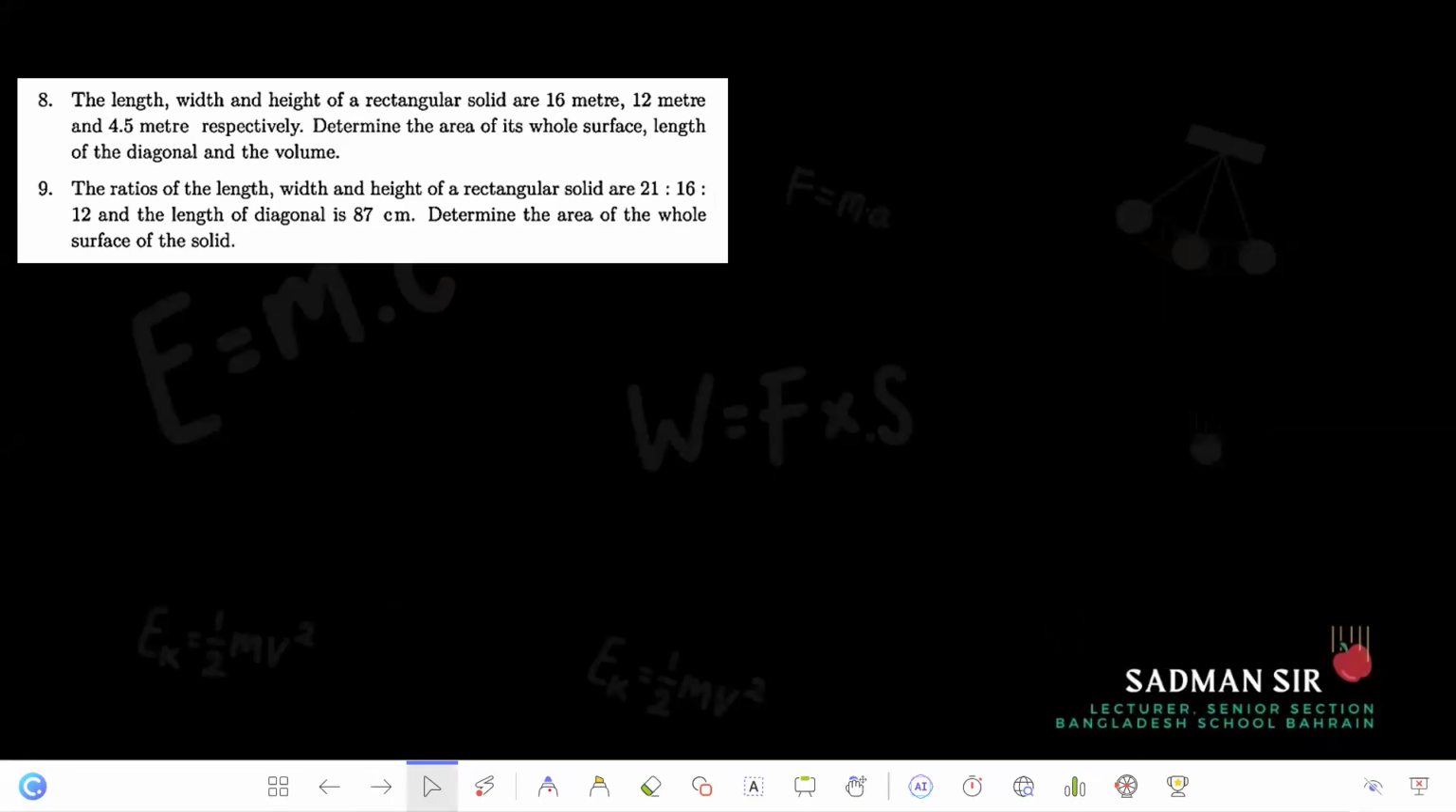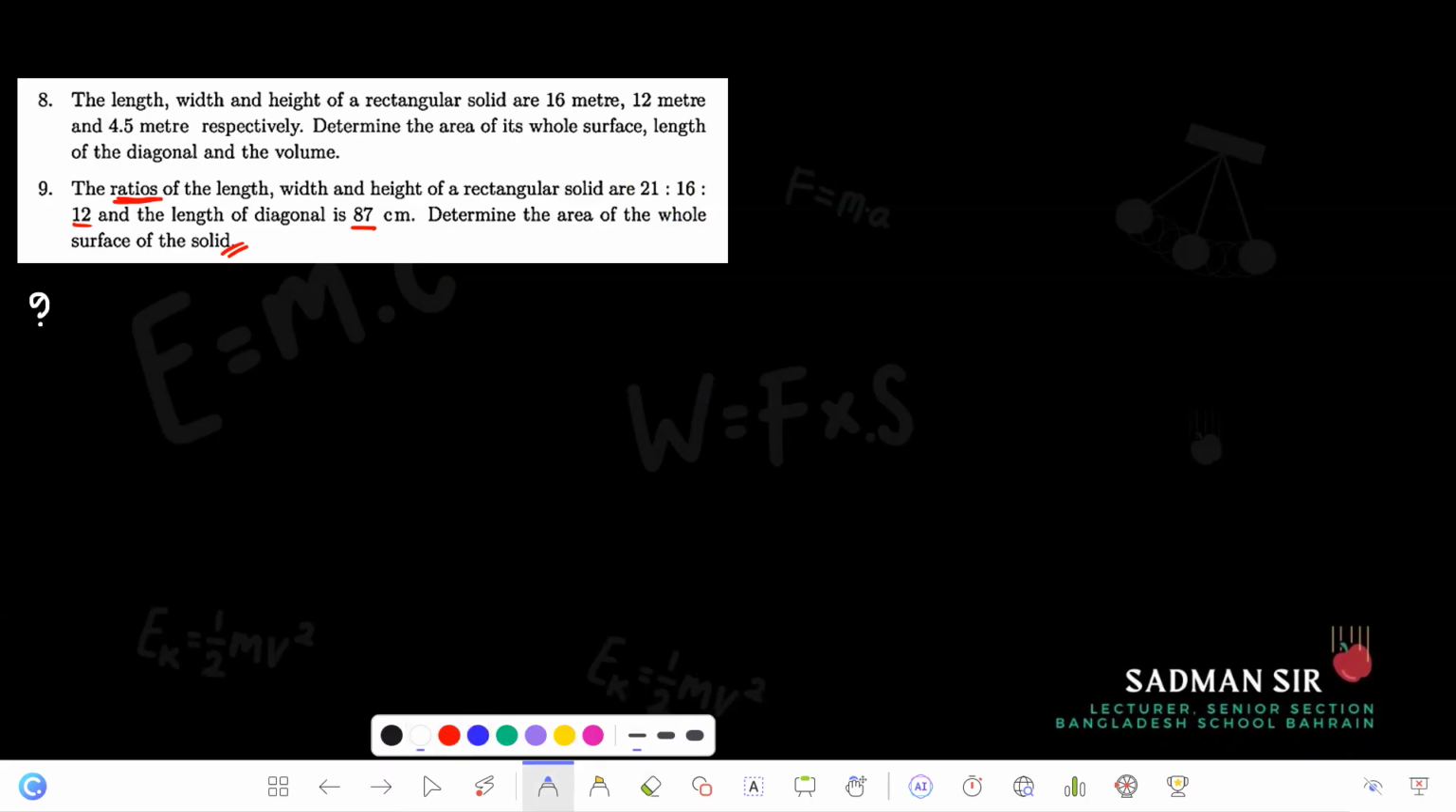Okay. So question number 9. Here's the question. It says that the ratio, not directly the length with height, but the ratio of length, width, and height of a rectangular solid are 21, 16, and 12. The length of the diagonal is 87. Determine the area of the whole surface of the solid. When a ratio is given, you cannot just consider the length to be 21 and the width to be 16, but you have to consider the length as 21x or 21y. Means with this 21, you have to consider a constant.